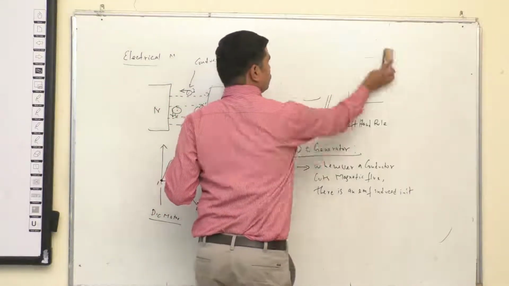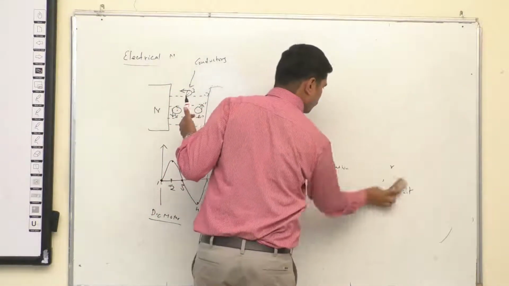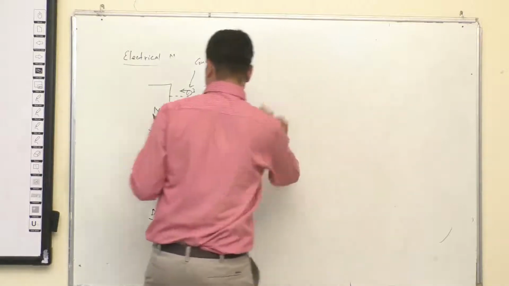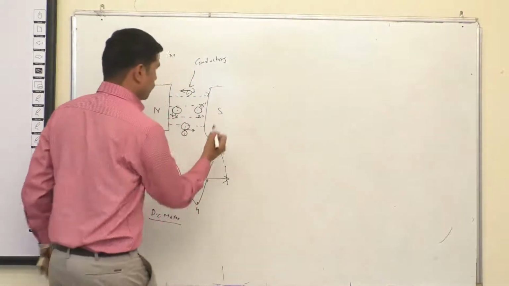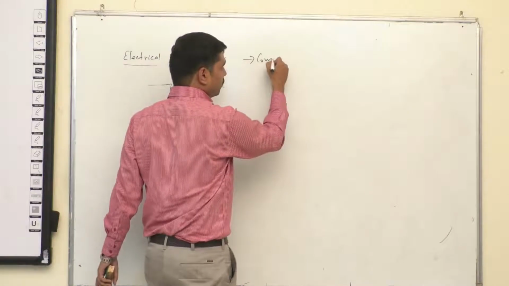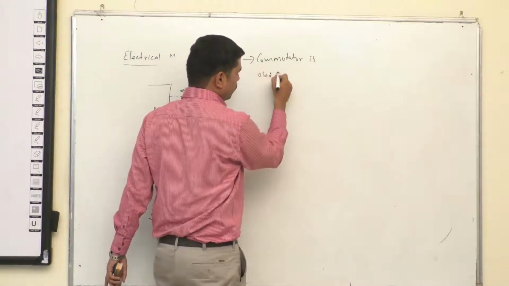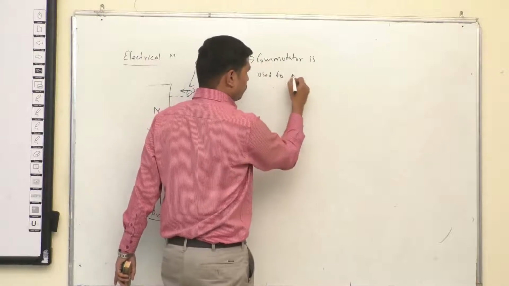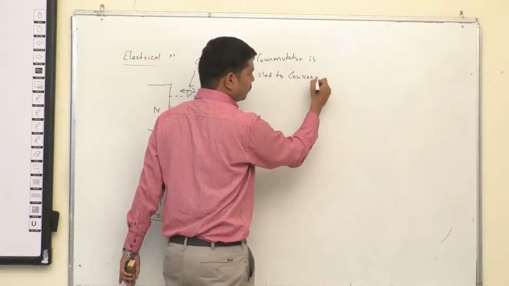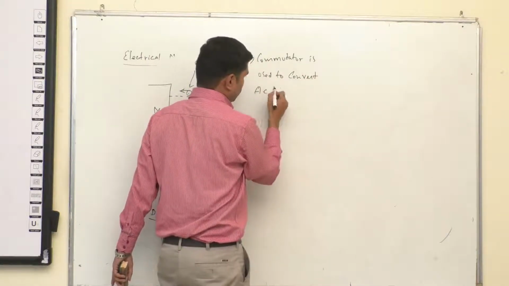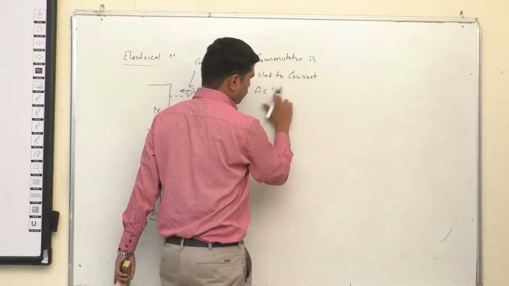Now, the commutator is a device. Remember, the commutator is used to convert AC voltage to DC.